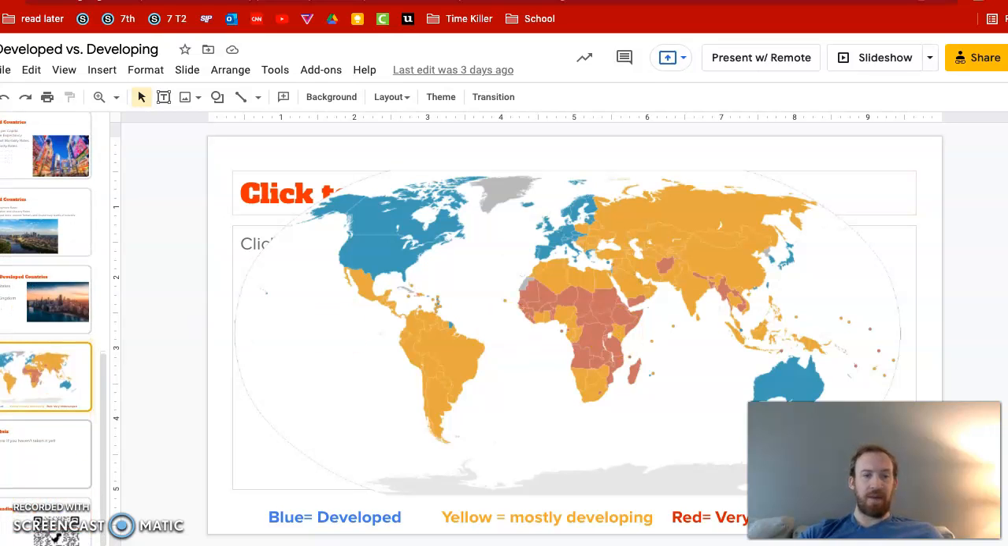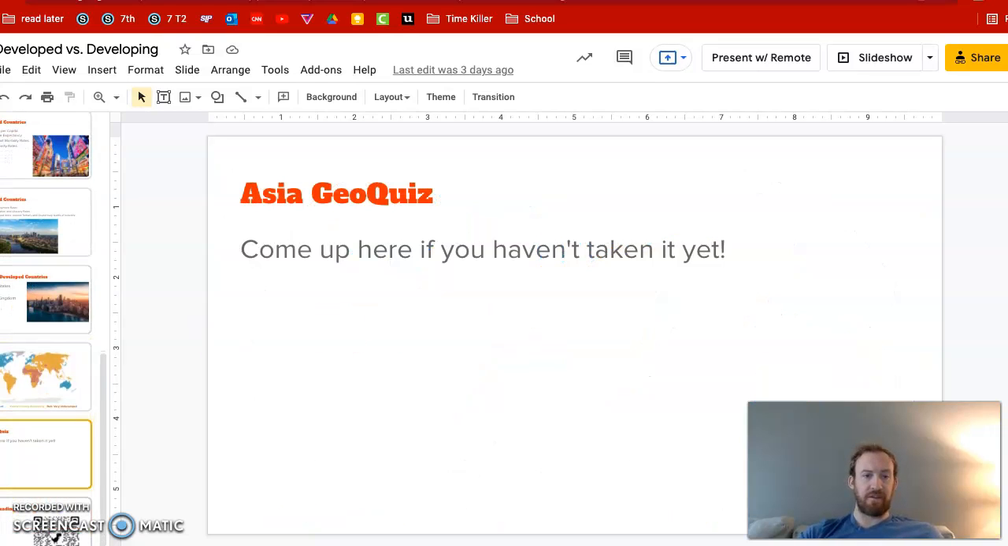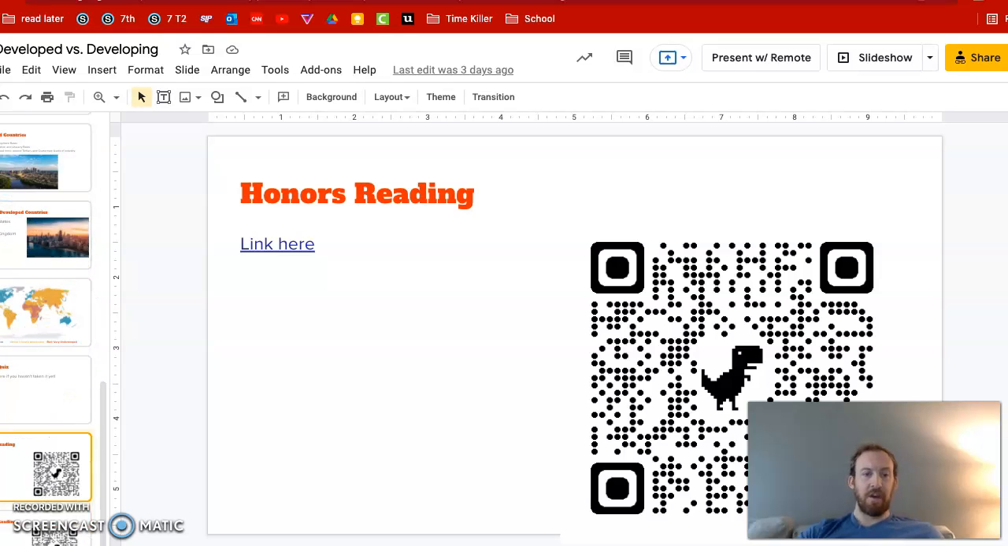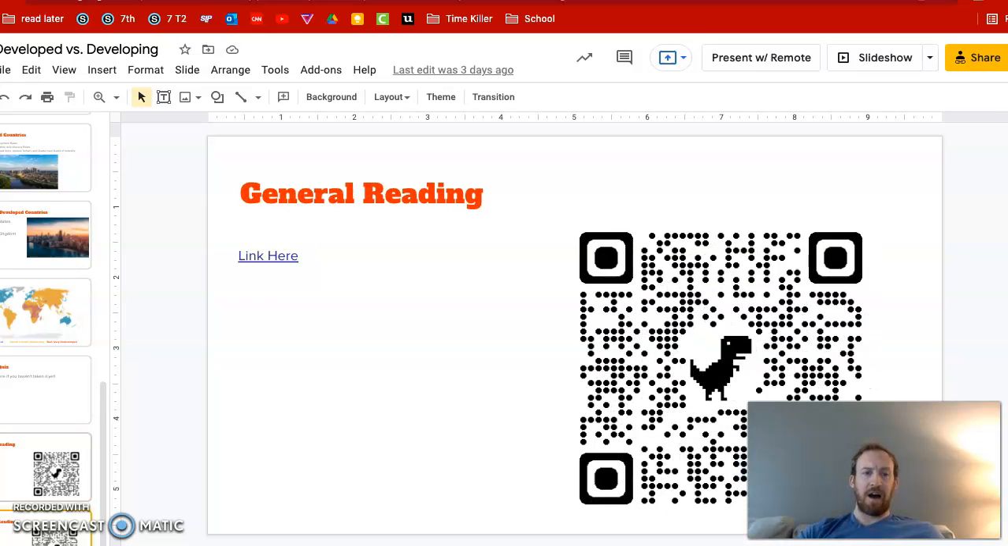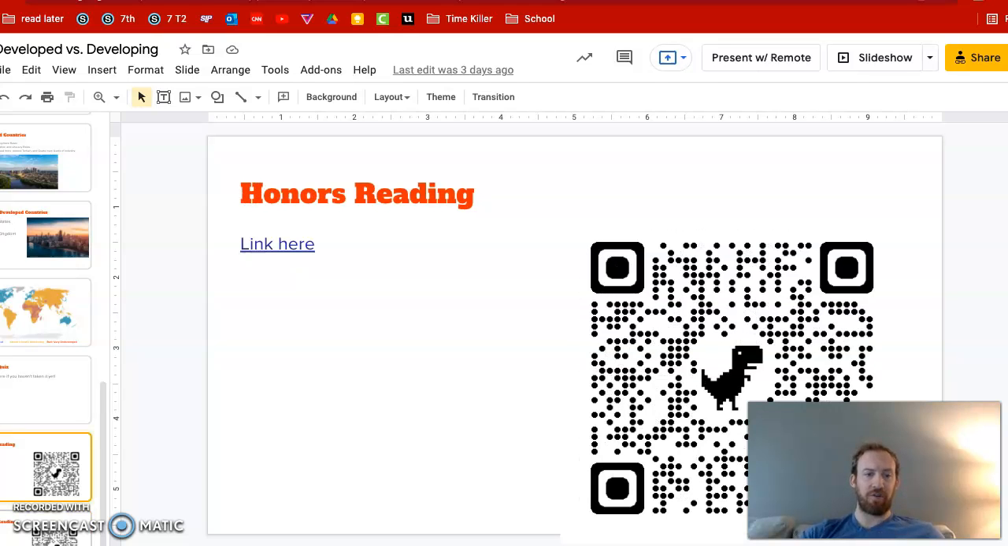So what I'm going to have you guys do next is, ignore that, that's for my in-person kids. You guys are going to be doing a reading that kind of breaks this down a bit further. So I got two different versions of it, honors or regular. Honestly, you could pick either one. They're the same exact article, but just at different reading levels. So challenge yourself with the honors if you like, or just read the general one.